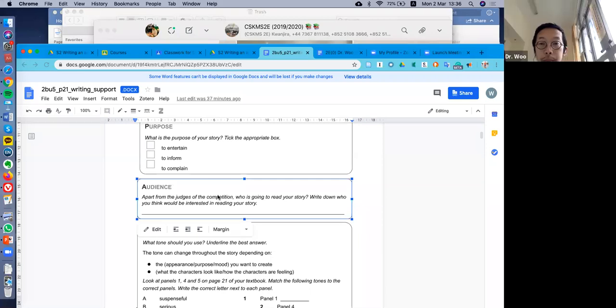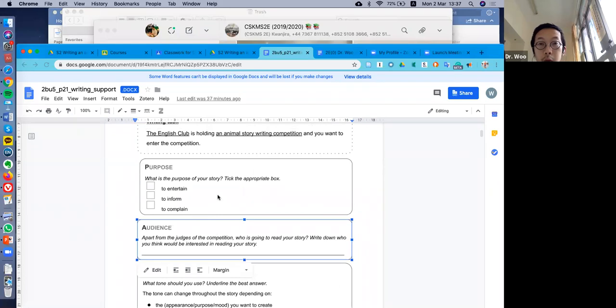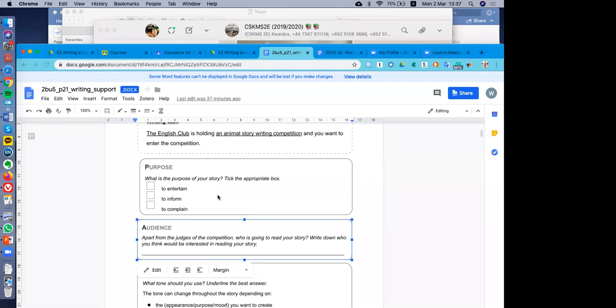Okay, sure. Angelica, so let's say you are writing the story for this competition in the school and your classmates are going to read this. What do you think the purpose or purposes of the story would be? I think the main purpose would be to entertain, because it's an animal story that you are writing, so you can make up whatever you want. Yeah, that's a great idea.